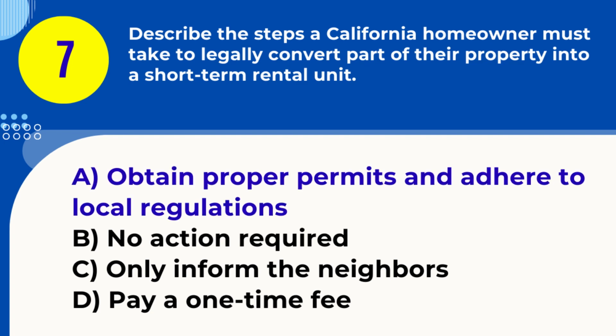Answer: A. Obtain proper permits and adhere to local regulations. Explanation: To legally convert part of a property into a short-term rental unit in California, the homeowner must obtain the necessary permits and comply with local zoning and housing regulations, which may vary by location.